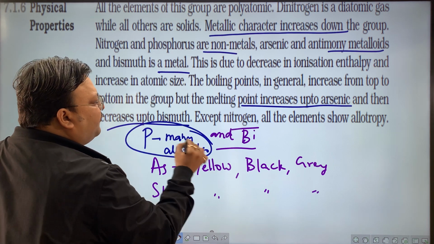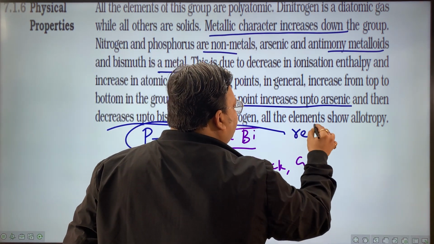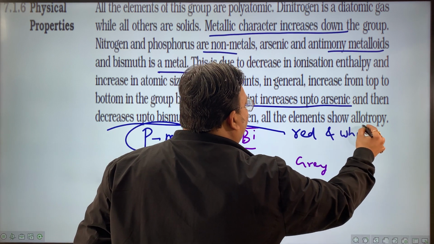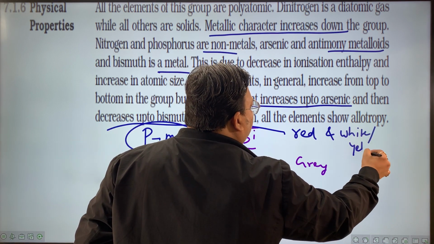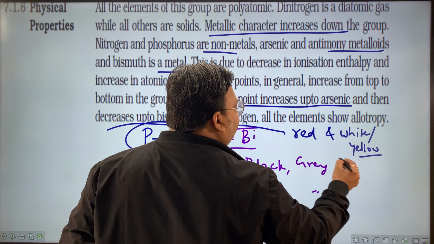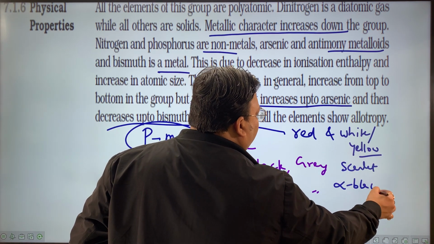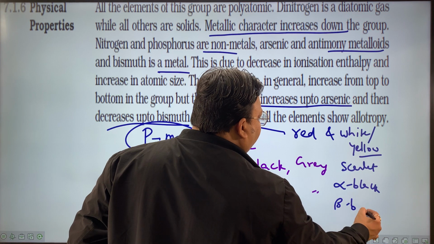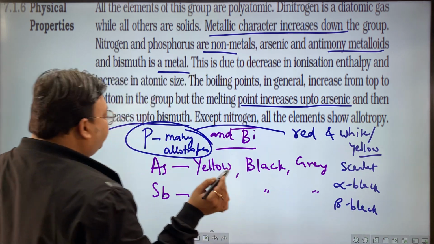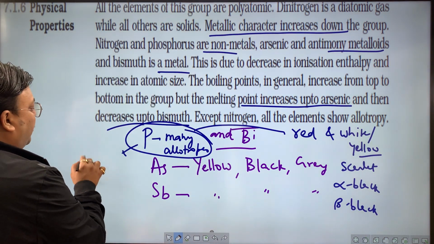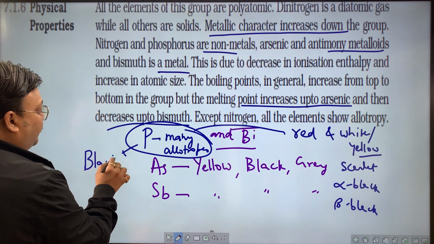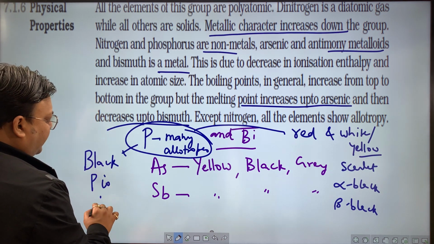The two predominant forms would be red and white. The white form is more reactive, white or yellow. And then there is a scarlet form. There is an alpha black form, a beta black form. There are more forms of allotropes here. Remember, somewhere I have read that the black form is most stable. Black phosphorus is thermodynamically most stable.